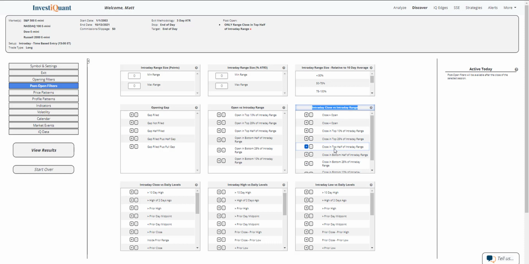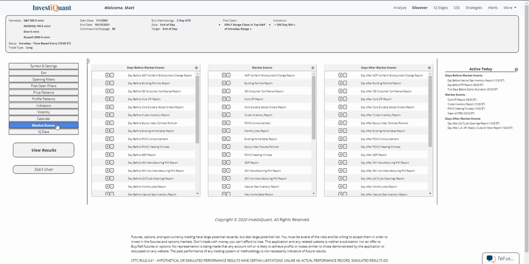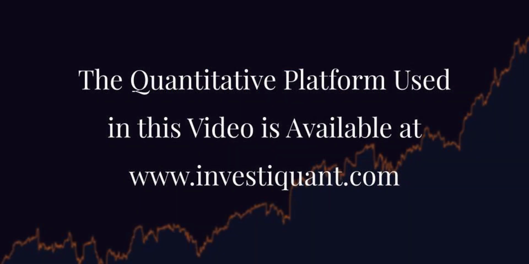I've got that selected. Next, I'm going to use one indicator, and I'm only going to use one because I want to keep as many samples as possible. The one that I'm going to use is the 200-day. I'm going to hit above a 200-day simple moving average. And lastly, the market events library. I'm going to say that today is the day of the FOMC meeting minutes. That's right here. I'm going to hit equals next to that. And then I'm going to click view results.